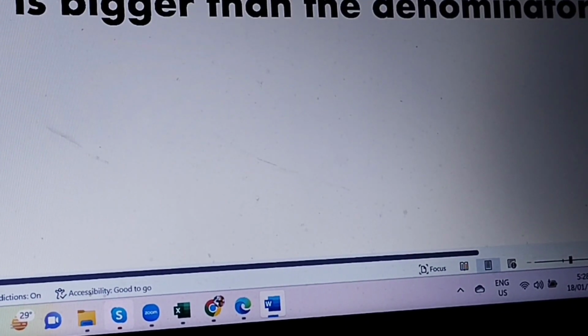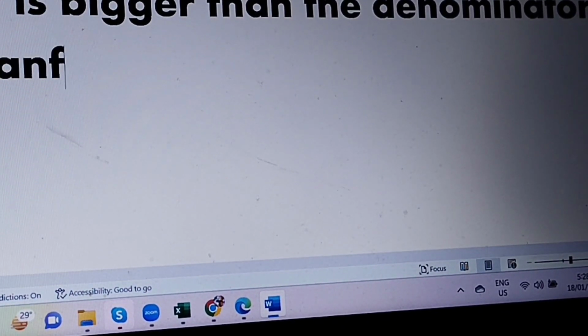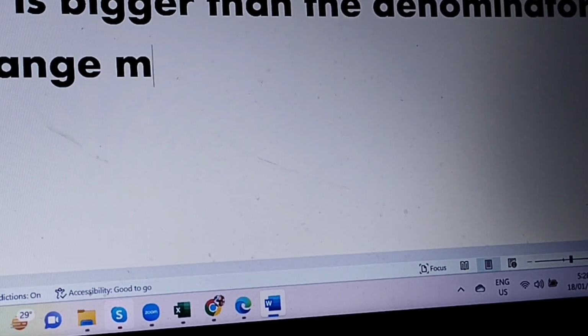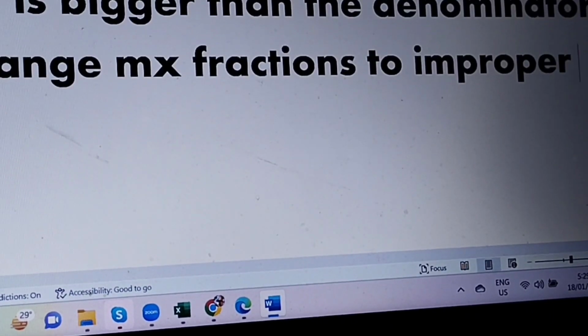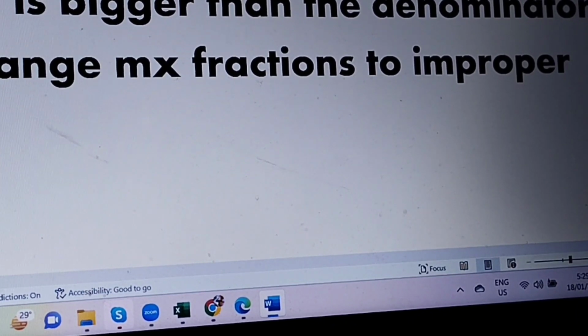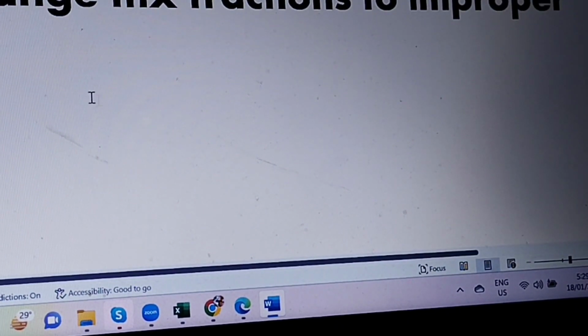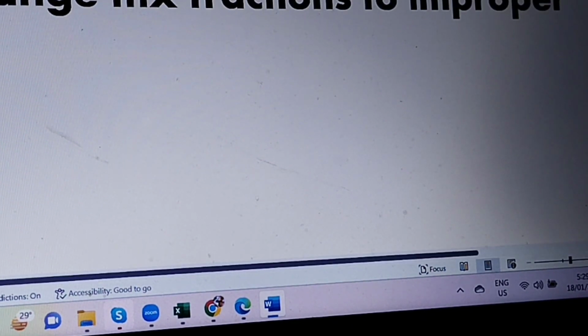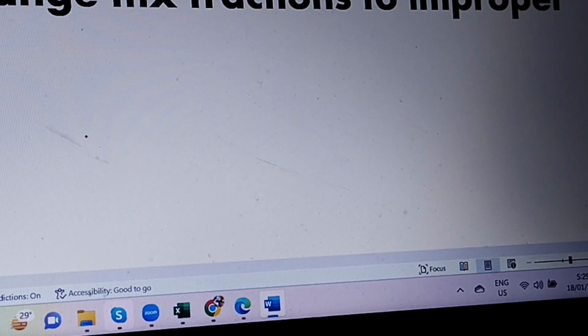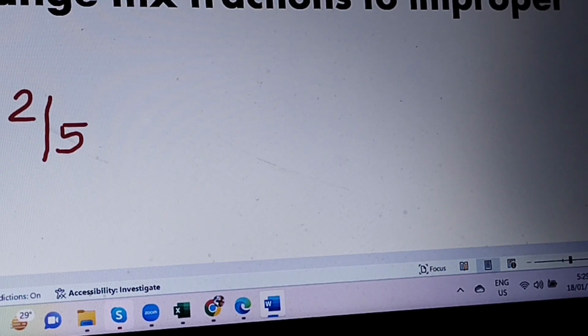This time, I'm gonna teach you how to change mixed fractions to improper fractions. Tuturuan ko kayo kung paano change yung ating mixed fractions to improper fractions. Actually, this is one of the easiest math lessons. The first thing, I'm going to give you an example. Your mixed fraction is a combination of a whole number and a fraction, let's say 3 and 2/5. So how are we going to change that to an improper fraction?